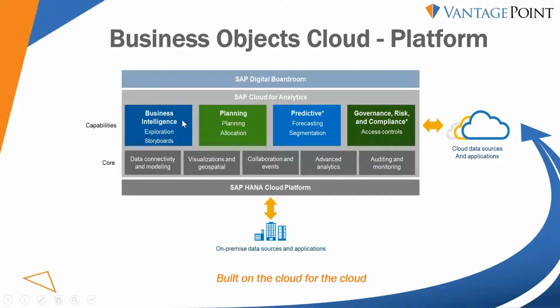And right now, the functionalities within Business Objects Cloud include business intelligence capabilities such as exploration, analytics, storyboarding, and dashboarding. There are planning capabilities such as standard budgeting or forecasting, as well as advanced allocation features. And then recently released was predictive analytics, where some of the predictive algorithms can be tied directly to the Cloud for Analytics tool, or Business Objects Cloud as it's now called. Ultimately coming, SAP will be releasing governance, risk, and compliance on top of Business Objects Cloud as well, so that you can bring the full circle of the EPM platform into this one tool set.